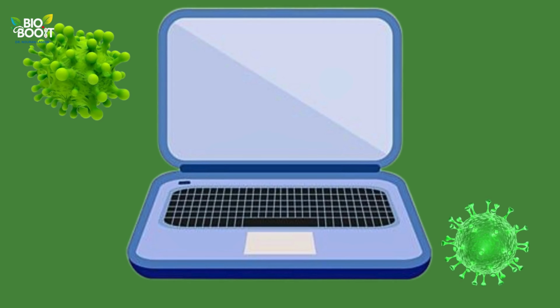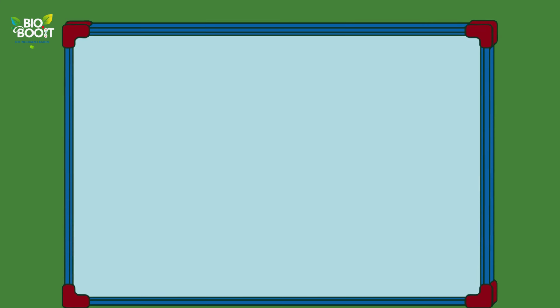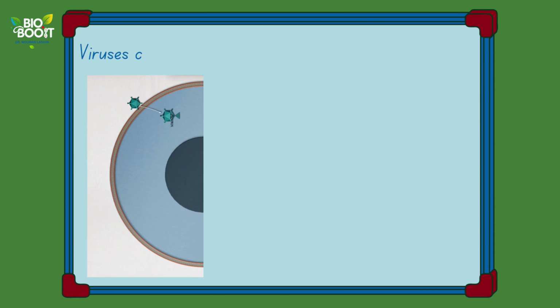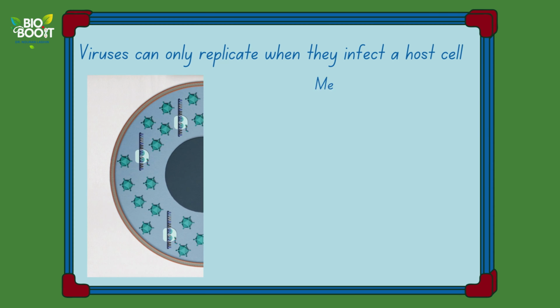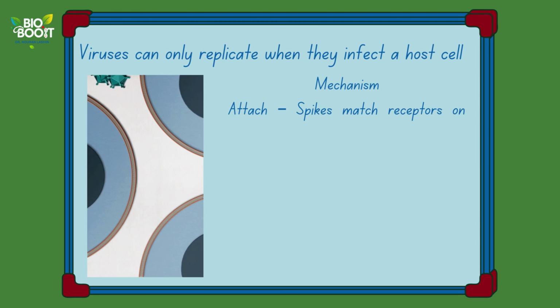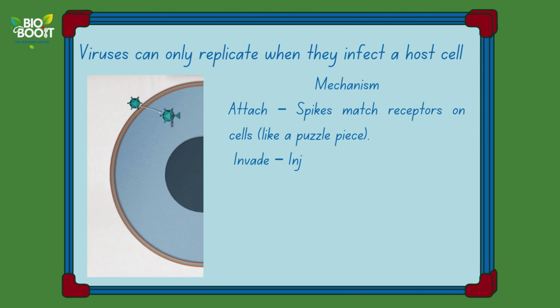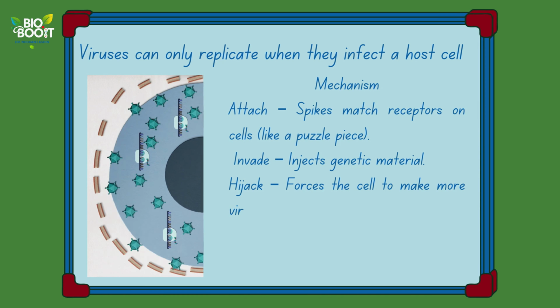But if they're not alive, how do they make more of themselves? They pull off a heist, and it happens in 4 sneaky steps. 1. Attach. First, you use your surface protein, the key, to find the perfect lock on the outside of a cell. It has to be a perfect match, like a puzzle piece. 2. Invade. Once you're locked on, you inject your genetic instructions, the RNA, into the cell. After this step they have broken in.